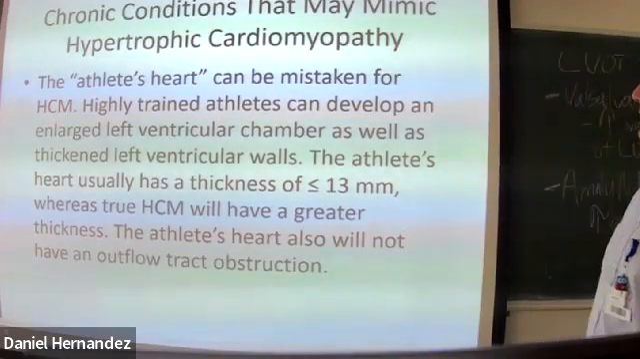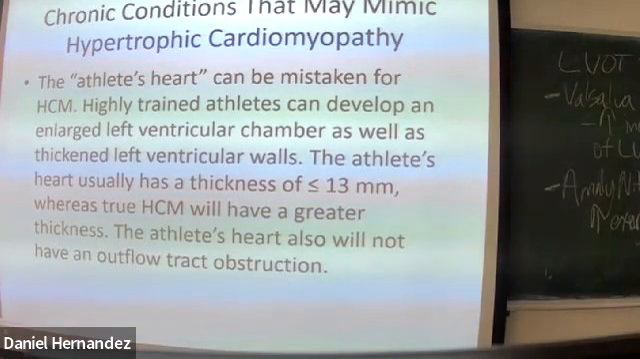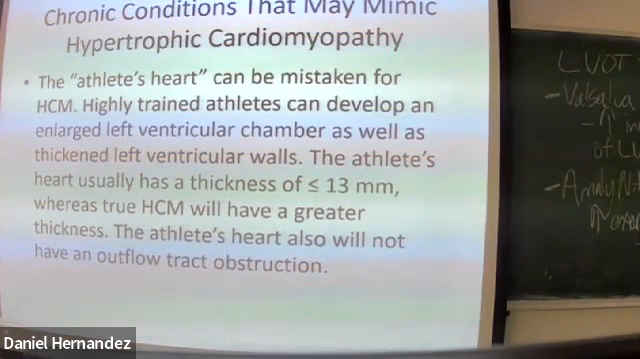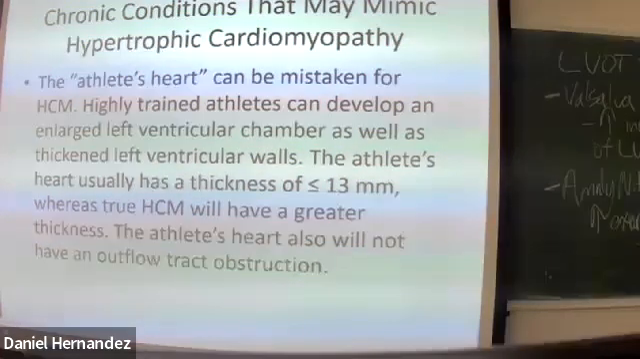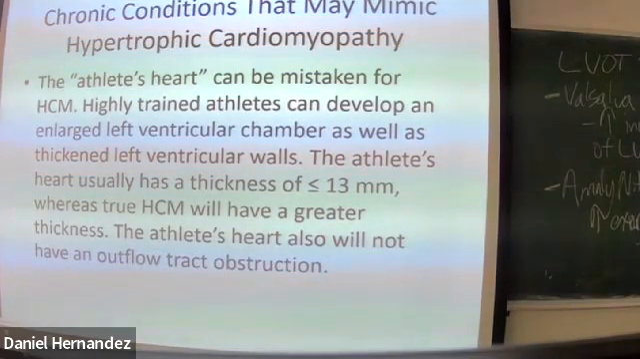There's a condition also called athlete's heart. So this can often be mistaken for hypertrophic cardiomyopathy. So in highly trained athletes, they can develop an enlarged left ventricular chamber, as well as thickened ventricular walls. But the important thing to remember is that this athlete's heart usually has a thickness of less than 13 millimeters, whereas with true hypertrophic cardiomyopathy, the thickness will be greater than 13 millimeters. Also, with the athlete's heart, there will not be an outflow tract obstruction.